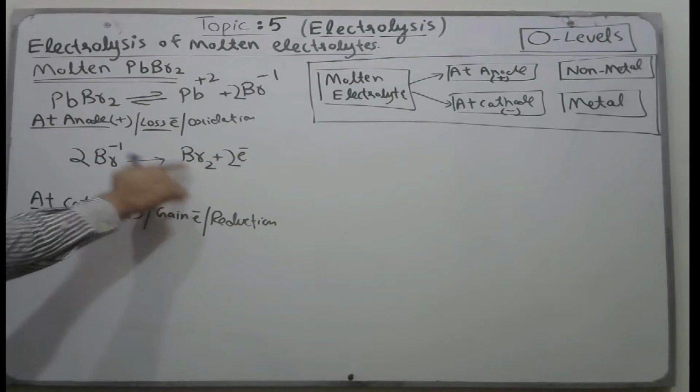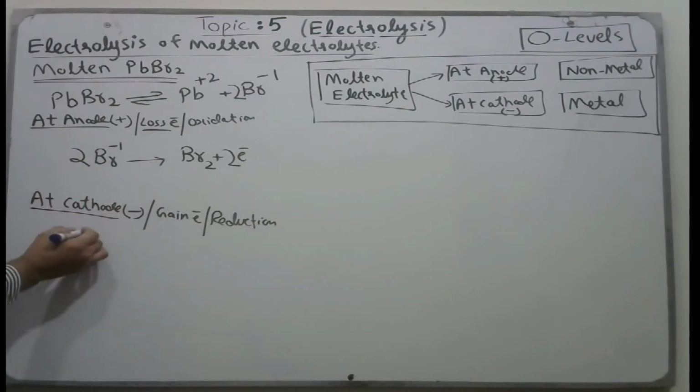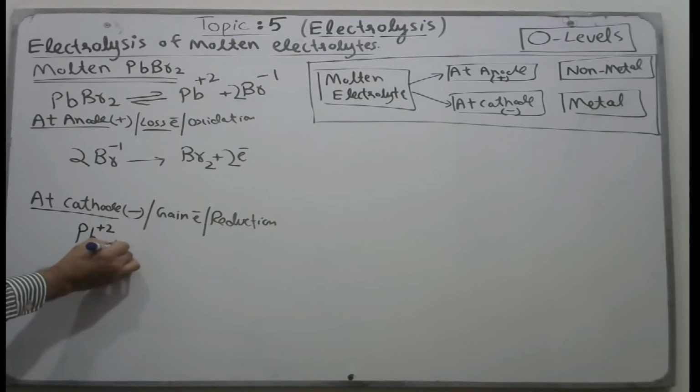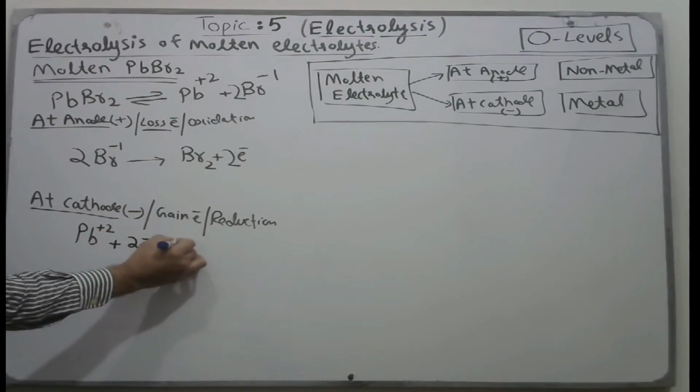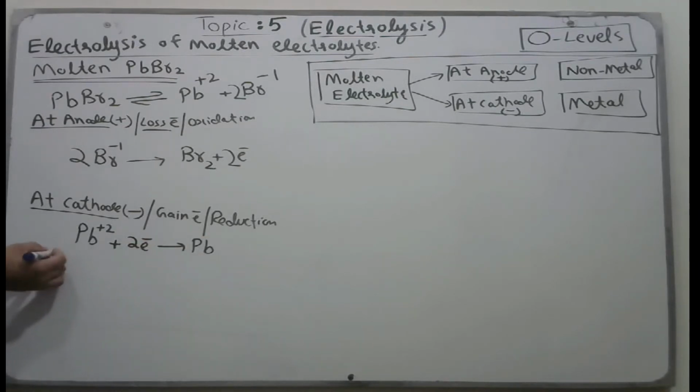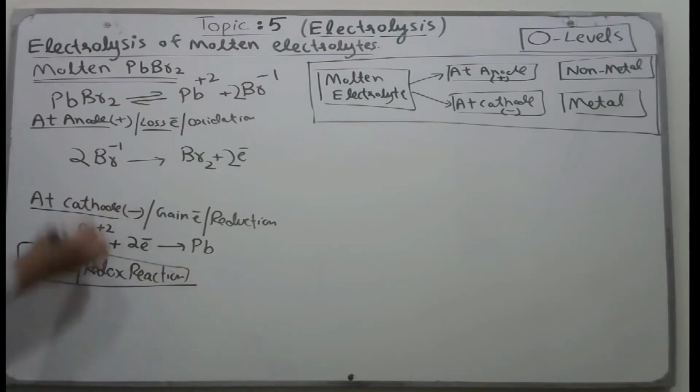That is bromine. At the cathode, the positive lead ions move to the cathode because they are attracted towards the negative cathode, and gain electrons. As many electrons are gained as the charge, and your answer is lead. This is the balanced equation. Now write the redox or overall reaction. Add them.